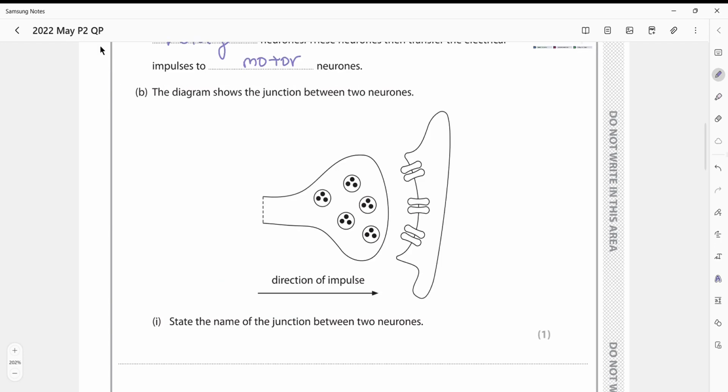Okay, part B, the diagram shows the junction between two neurons. State the name of the junction between two neurons. That would be the synapse.